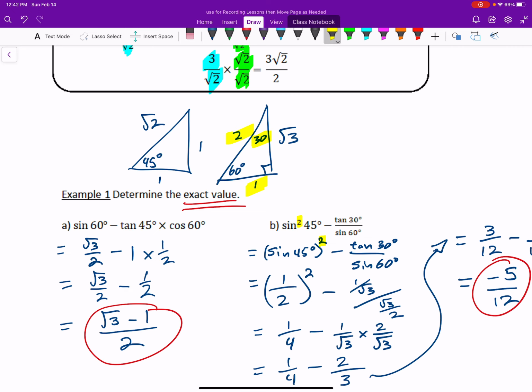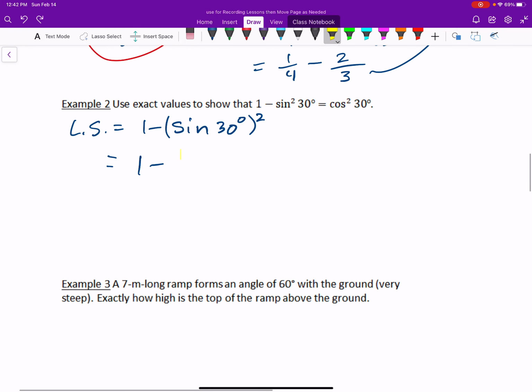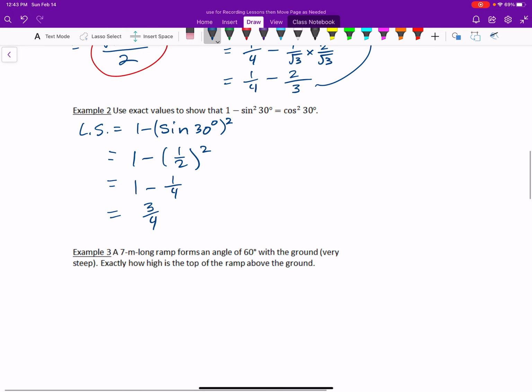Sine is 1 over 2, opposite over hypotenuse. So 1 minus 1/2 squared. Following order of operations, 1/2 squared is 1/4. So 1 minus 1/4 equals 3/4. Now I'm going to show by doing the right side separately, hopefully, that I get the same thing.